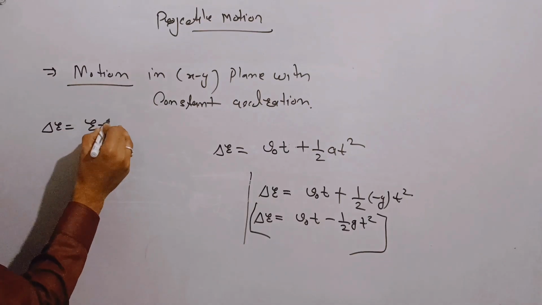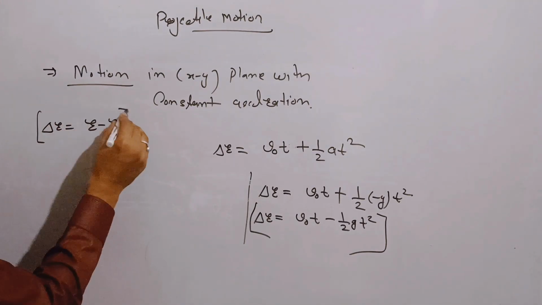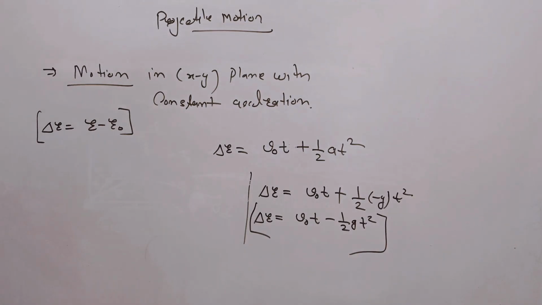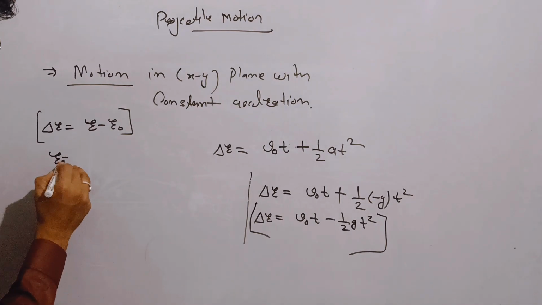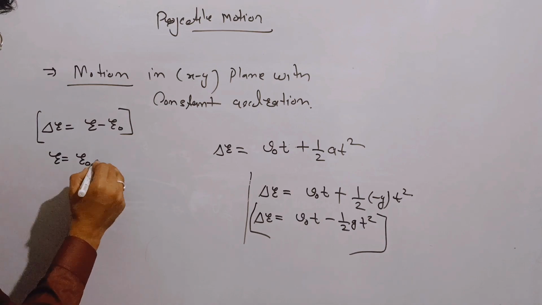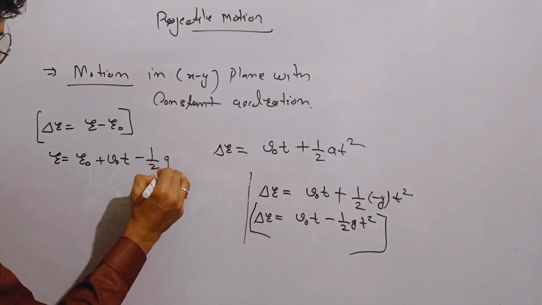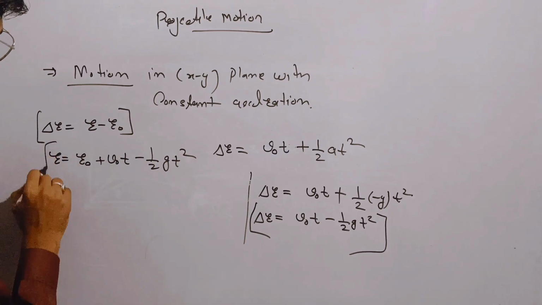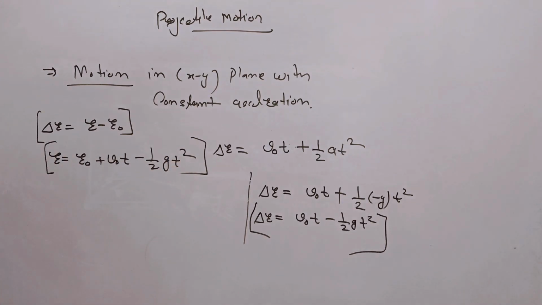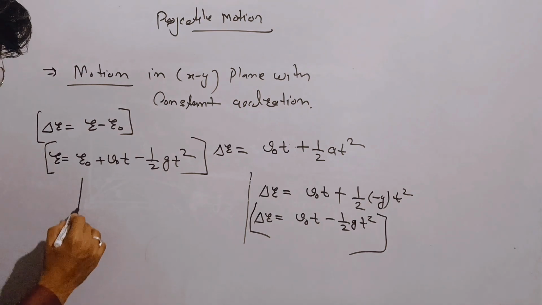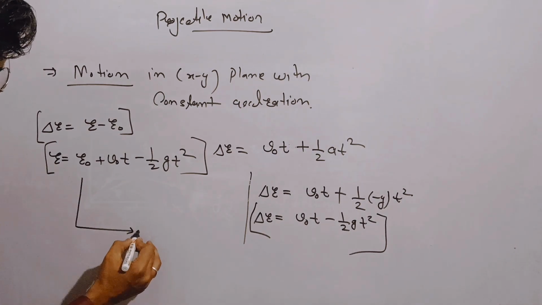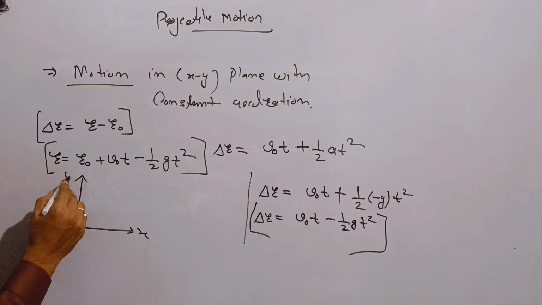Then delta r is equal to r minus r naught. This is the displacement vector, the difference of the position vectors r minus r naught. So r is equal to r naught plus v naught t minus half g t square. This is the position vector r of the object.